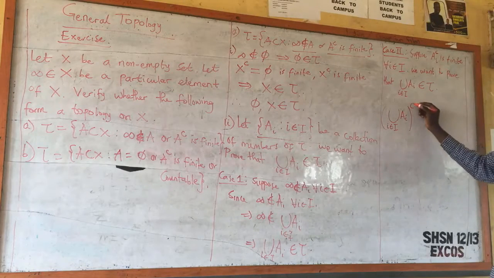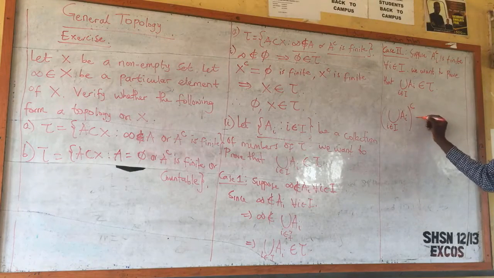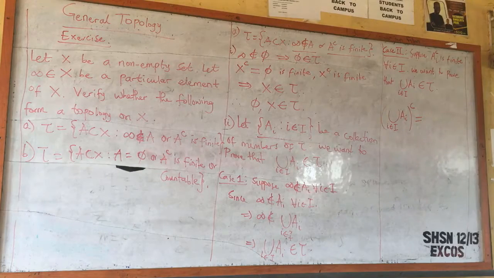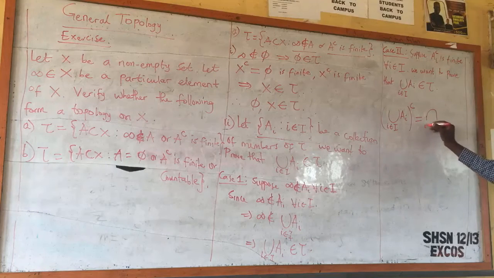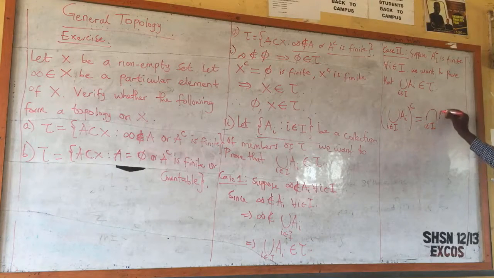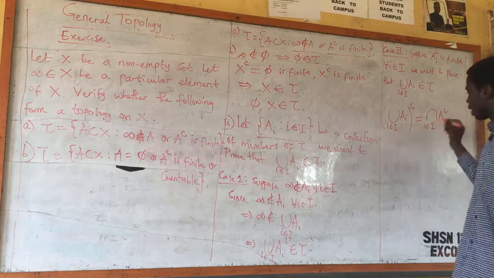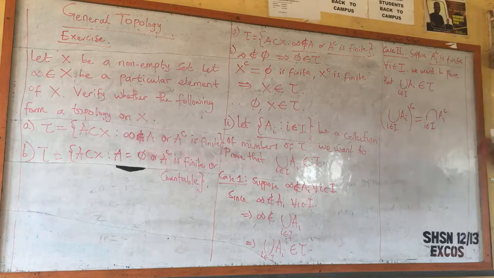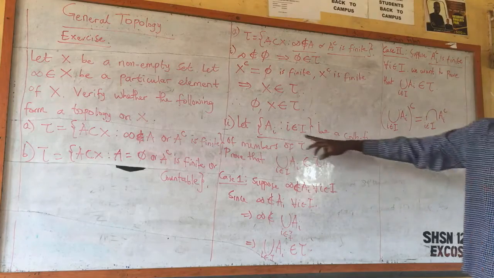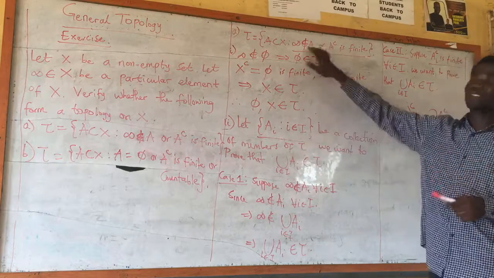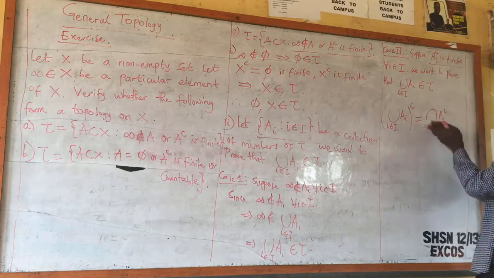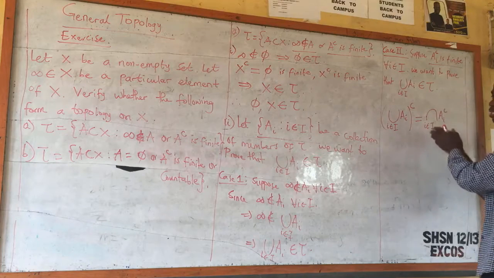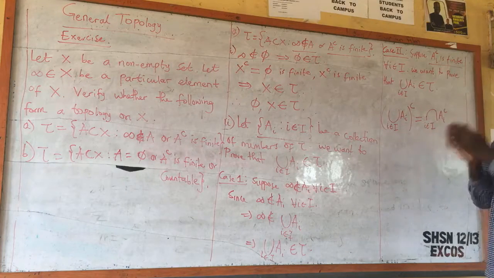When you take the complement here, this one will be equal to, from De Morgan's rule, this one will change to intersection. Intersection of I in I of AI complement. Now, note, AI complement is finite. You can see all these AI are members of the topology, so they satisfy these two conditions. It means that their complement is finite. So AI complement is finite. You are now taking the intersection. The intersection of a finite set is still finite.